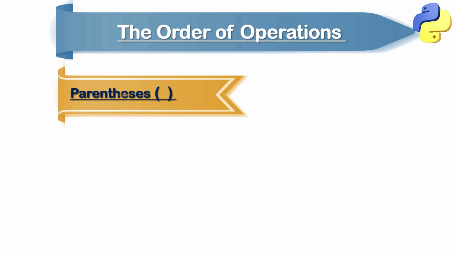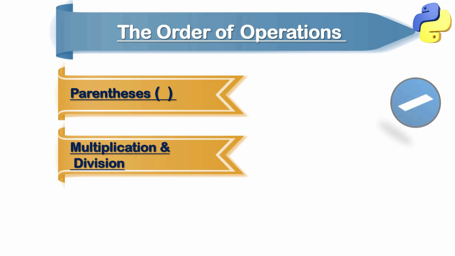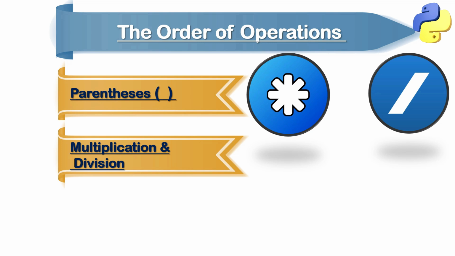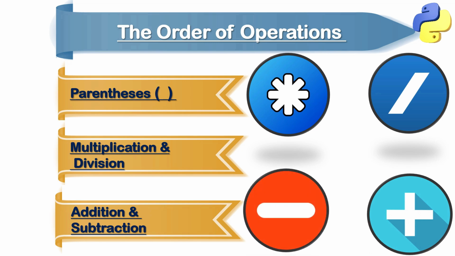Now our next topic is the order of operations. We use parentheses in a programming language to control the order of operations. An operation is anything that uses an operator. Multiplication and division have a higher order than addition and subtraction, which means that they are performed first. In other words, if you enter an equation in Python, multiplication or division is performed before addition or subtraction.